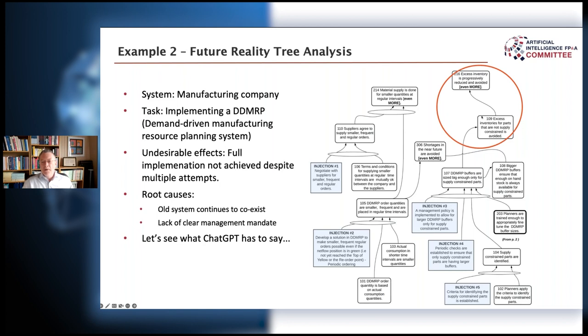And we'll just take this and... so what we're saying here is basically, if excess inventories for parts that are not supply constrained is avoided, then excess inventory is progressively reduced and avoided. And now we want to check if this is enough to lead to that. So let's look at what the AI has to say.